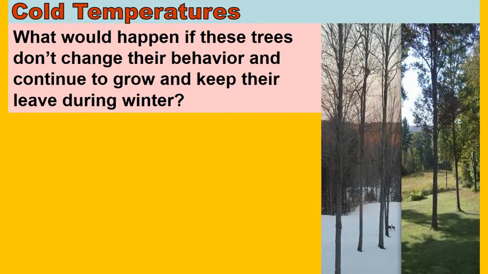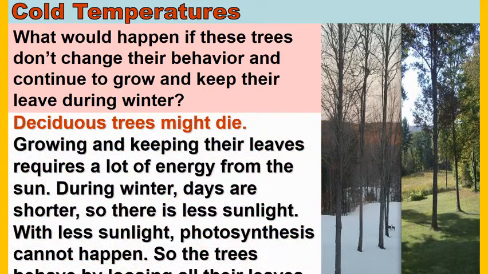Cold temperatures. What would happen if these trees don't change their behavior and continue to grow and keep their leaves during winter? Deciduous trees might die. Growing and keeping their leaves requires a lot of energy from the sun. During winter, days are shorter, so there is less sunlight. With less sunlight, photosynthesis cannot happen, so the trees behave by losing all their leaves.